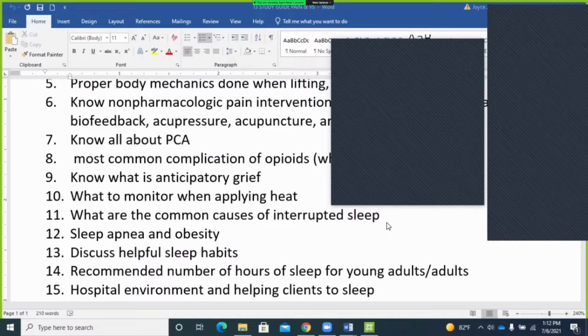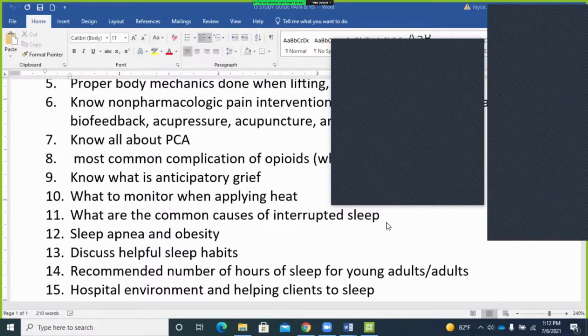How about naps? Yeah, you can. Patients can have naps at least for half an hour. Okay. A nap should not be taken in the evening, close to bedtime, because it's going to disrupt your sleep. Okay.